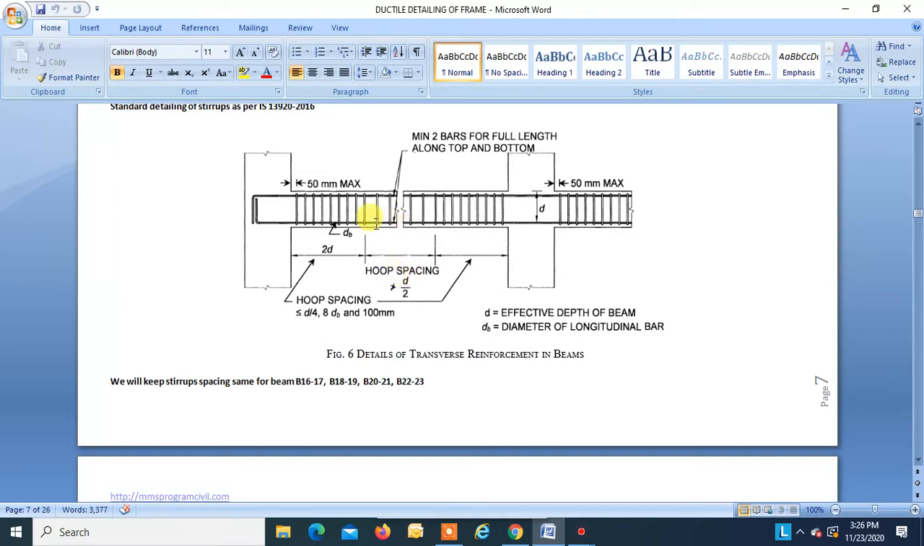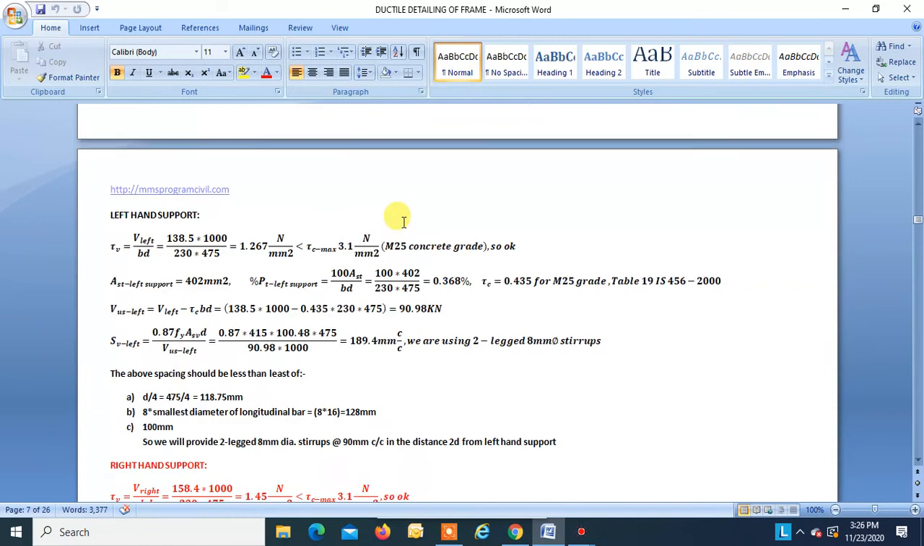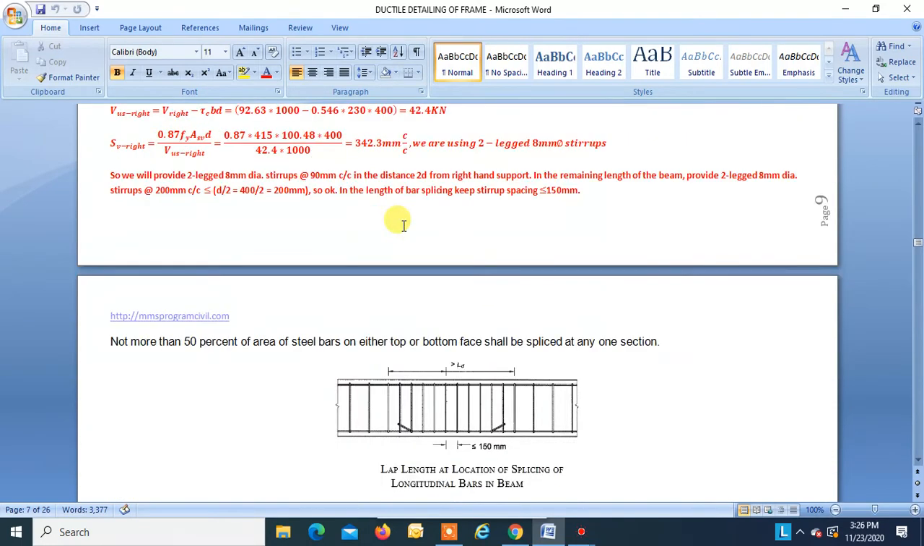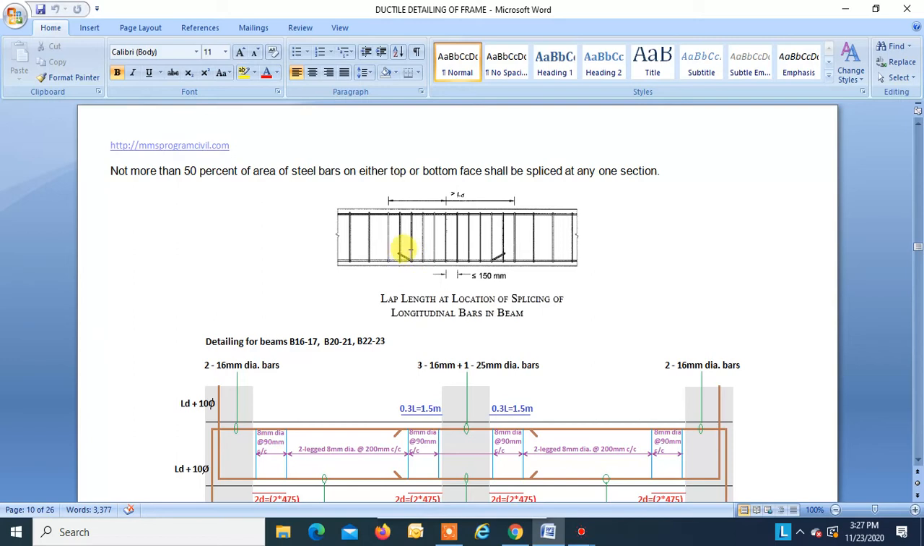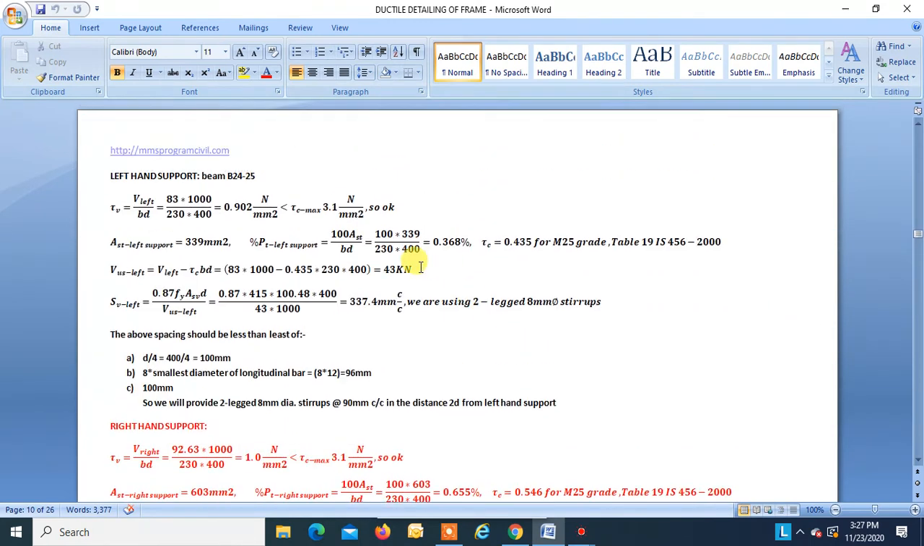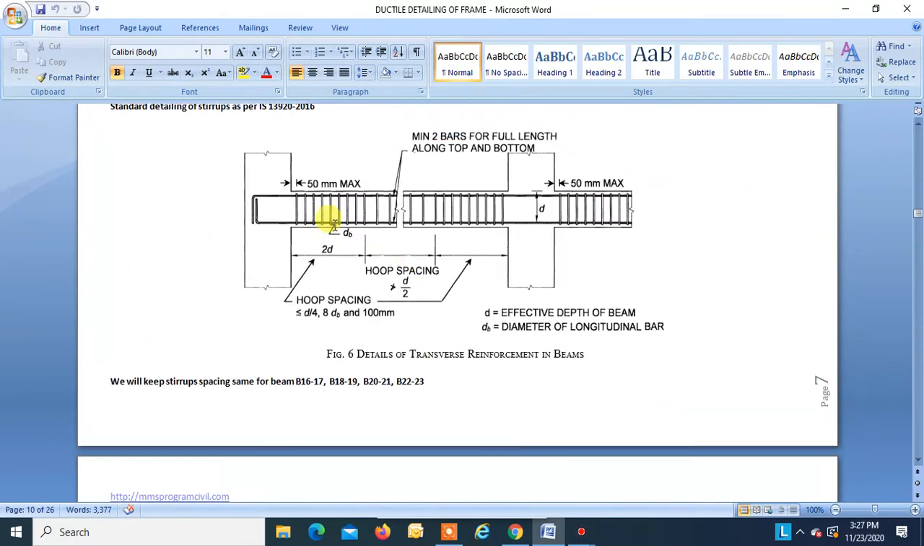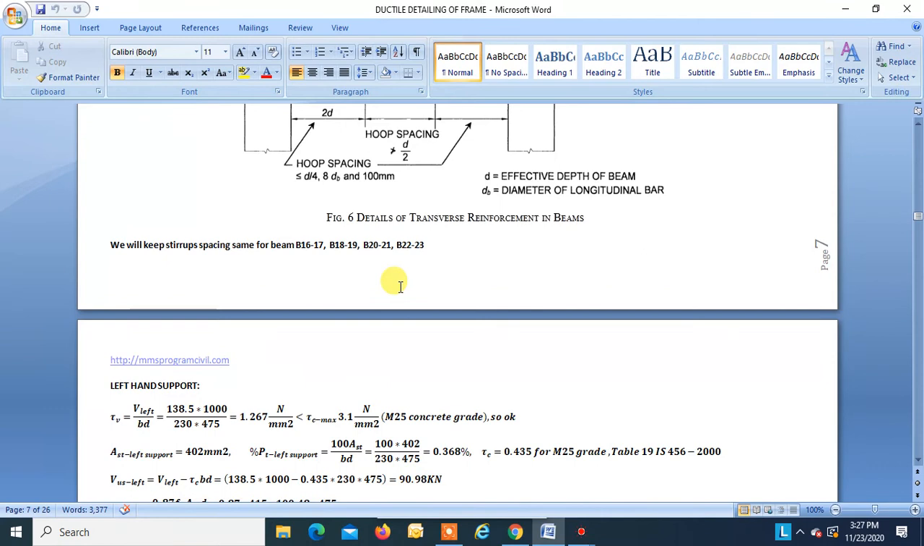But if there is splicing of bar done in that region, then for that length the stirrup spacing should not be greater than 150 mm. In this region, the hook spacing should be less than the least of effective depth by 4, or 8 times the least diameter of the bar used in the beam, or 100 mm, over here and over here. So we'll do the calculation for beam 16.